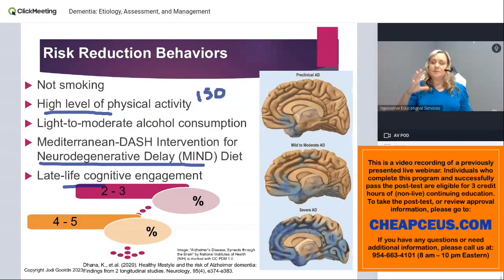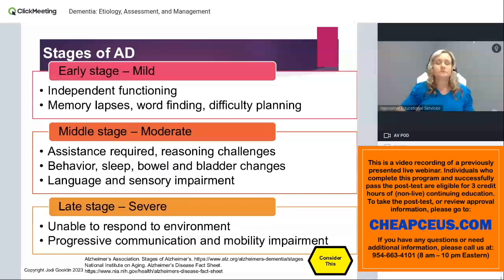What they found is they compared individuals who participated in none to one of these activities to individuals who participated in two to three. The individuals who participated in two to three activities were at a 37% less risk of developing Alzheimer's disease. Those who participated in 4 to 5 of these activities were at a 60% lower risk of developing Alzheimer's disease. So, again, research is supporting a lot of opportunities here for us.